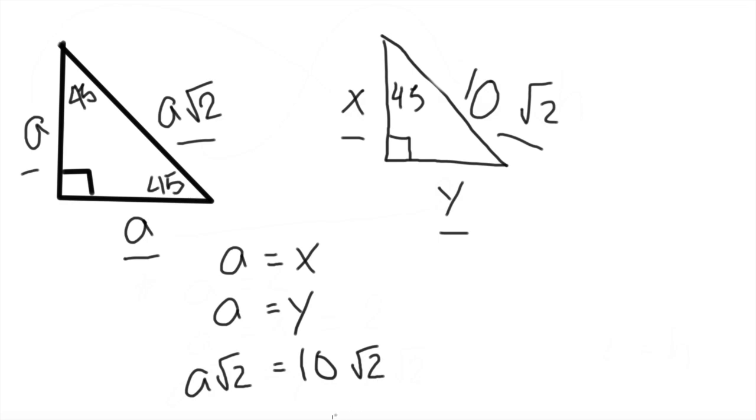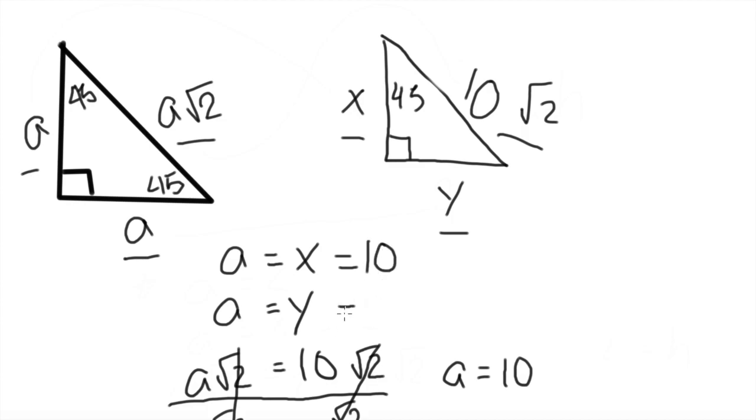Now we go to the equation which only has one variable in it, which is this bottom one, and this time we have to solve for A. We divide each side by the square root of 2 in order to get A by itself. The square roots of 2 cancel out, and they do over here as well. So we get A is equal to 10. Now plug that in for A in the rest of our equations. So X is equal to 10, and Y is also equal to 10.